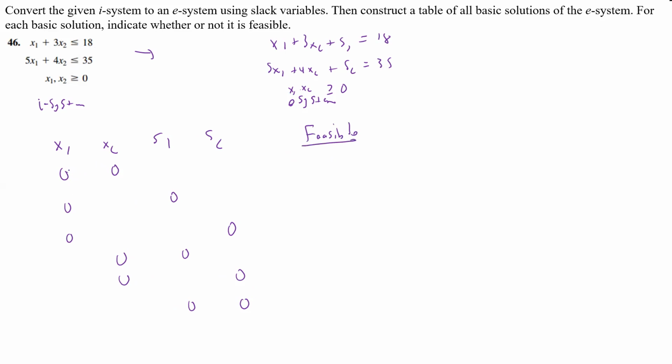All right, so we plug in x1 and x2 are 0. That says that, well, s1 is going to be 18. So that gives us s1 is 18. Now, if we plug in 0 and 0 here, s2 is 35. So is that feasible?